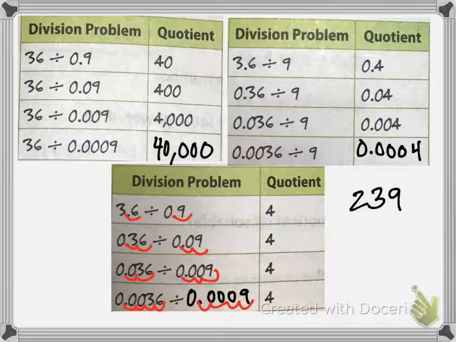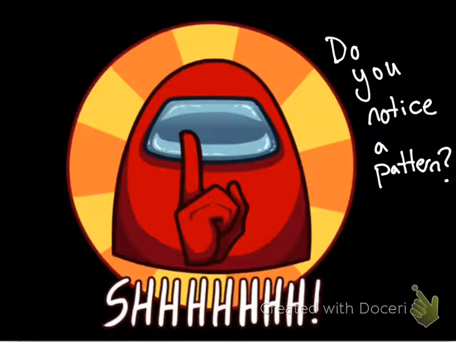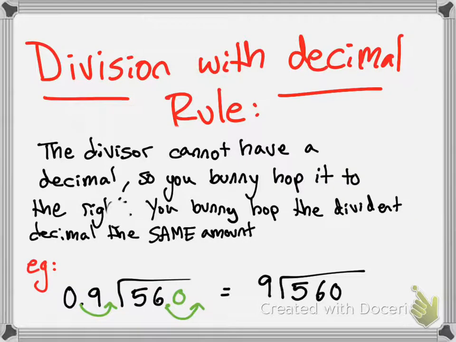So notice that just by moving the decimals, we're getting all of the same answers. We see a pattern here. We notice this pattern. Here is the division with decimal rules. The divisor cannot have a decimal, so you have to bunny hop it to the right. You bunny hop the dividend decimal the same amount. The same amount. So make sure you write this down.